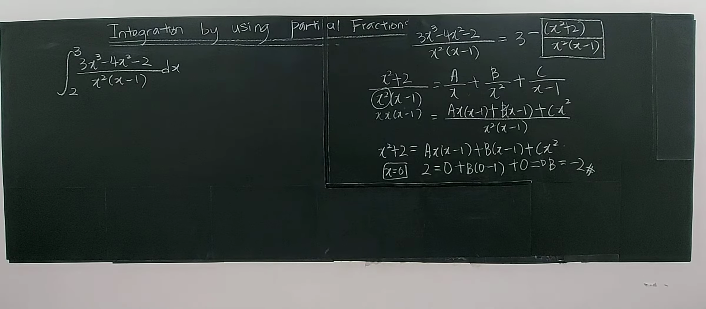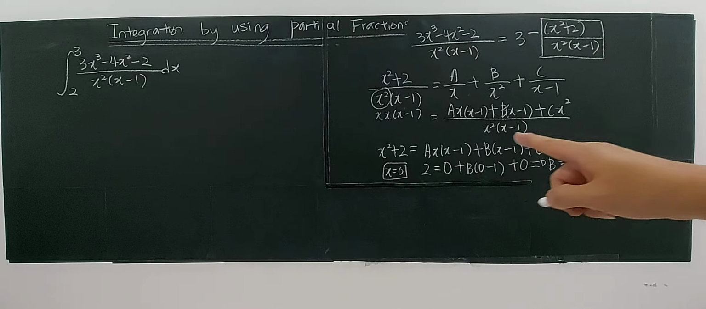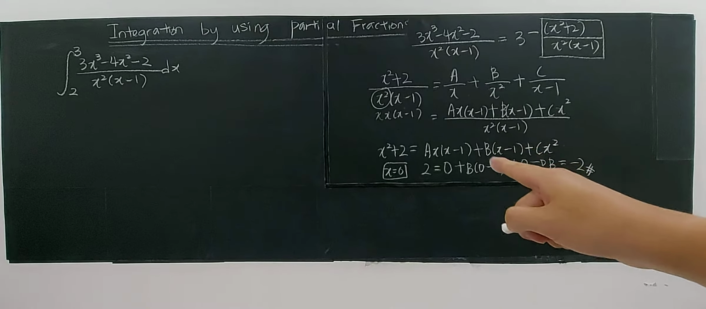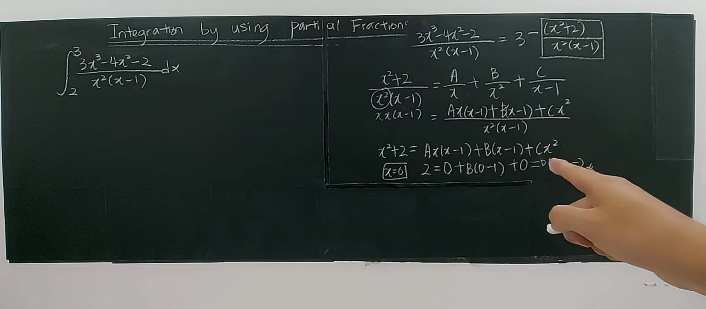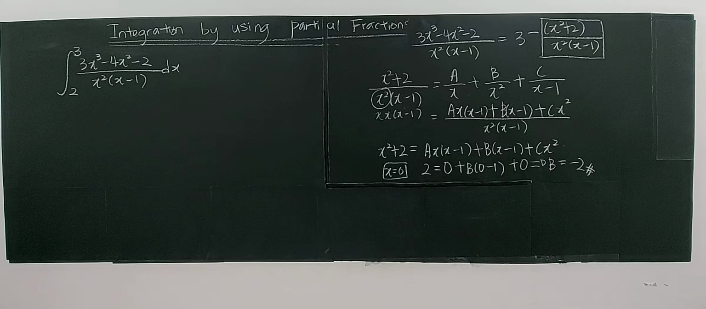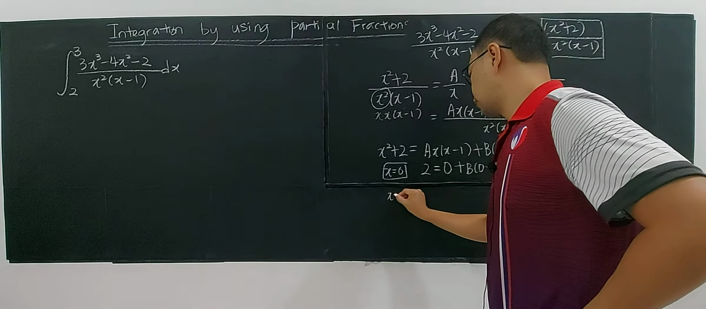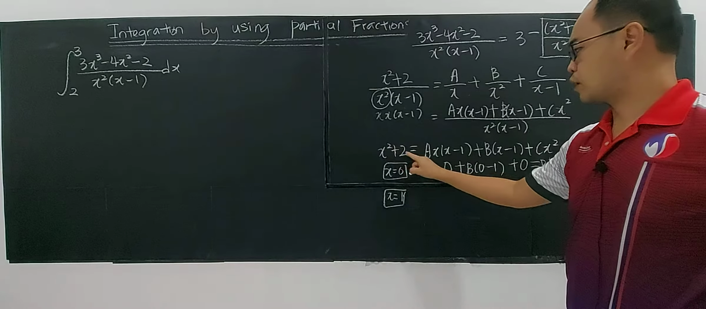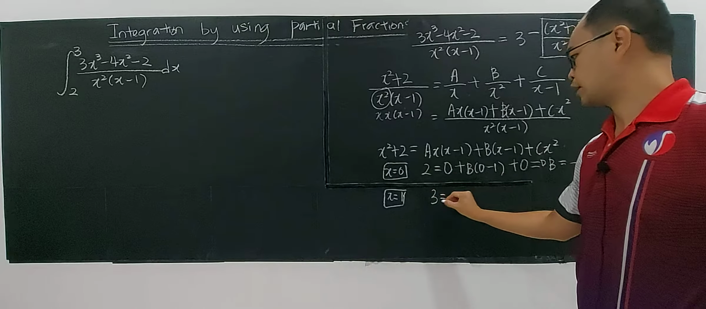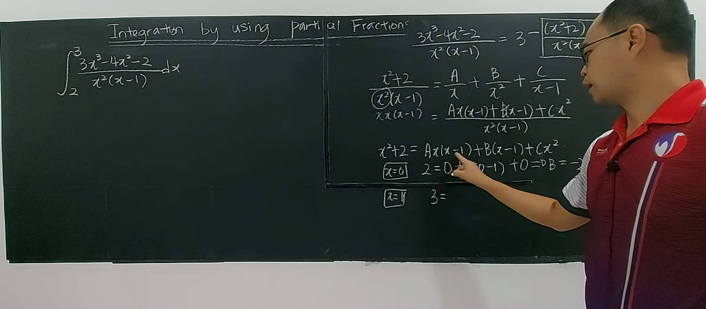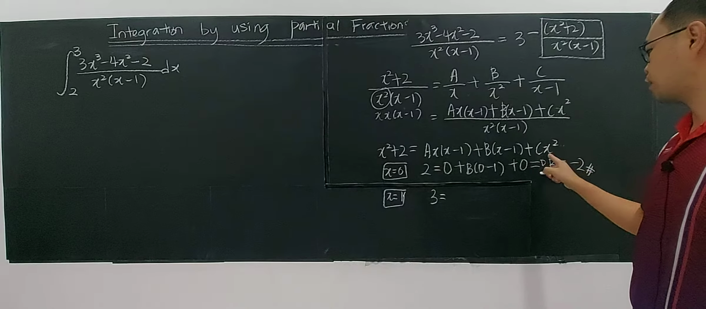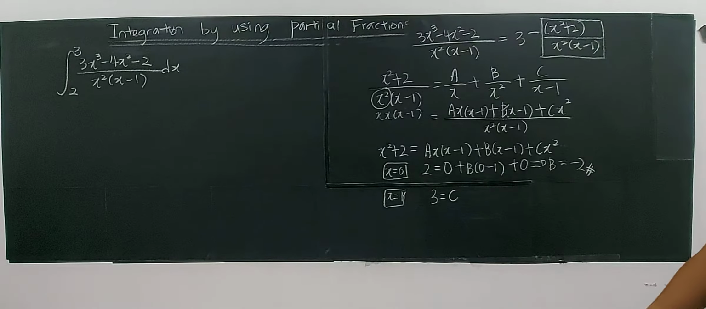Now I want to find C, because there is a common factor x minus 1 here. If you substitute 1, this term will become 0 and you can find C. So the next x value I choose is 1. So 1 squared plus 2 gives 3. Then 1 minus 1 is 0, and 1 squared times C, so C is 3. Easily done.